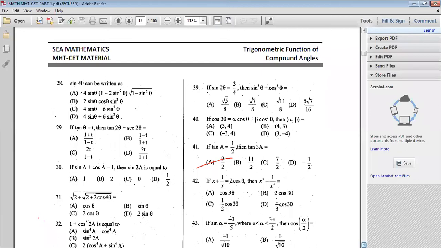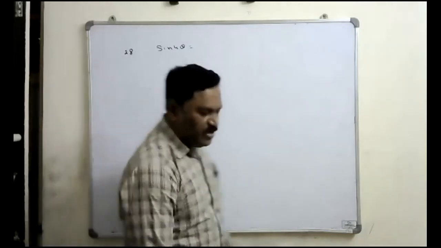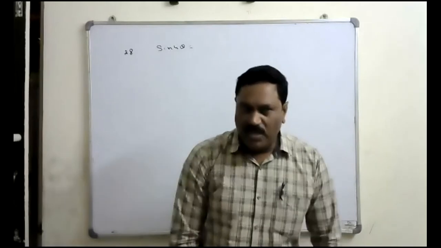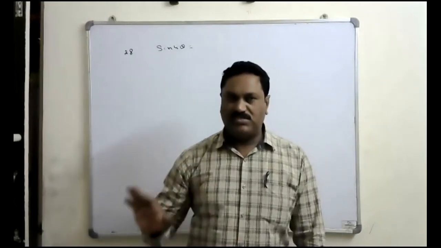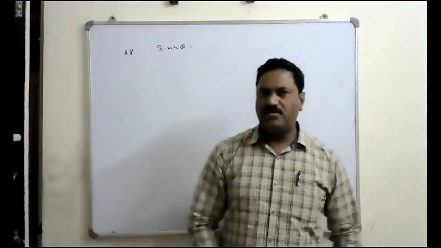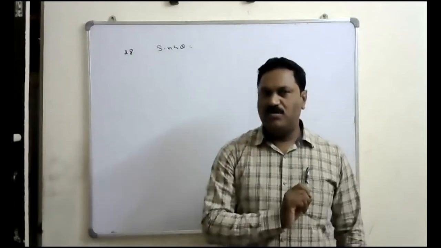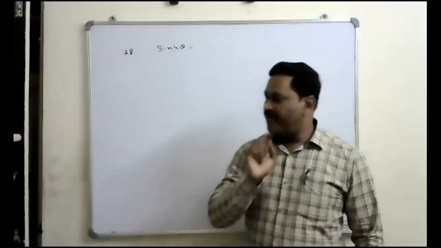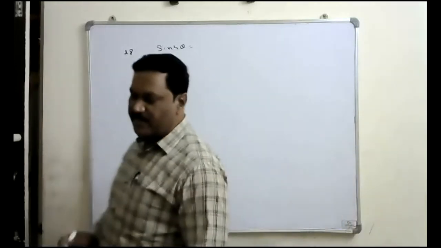Twenty-eighth problem. You have to write sin 4 theta. So how can you express this sin 4 theta? To express this, we will apply the formula of sin 2a. The formula for sin 2a is 2 sin a cos a, right? While applying that formula, whatever the angle is, we have to make it a half. So by using that formula, tell me how do you write sin 4 theta?